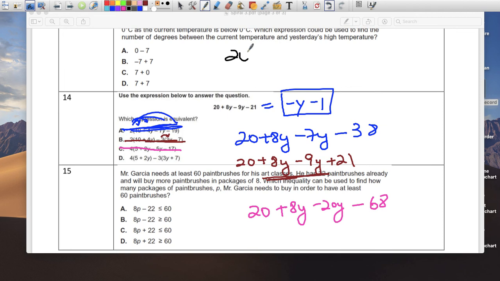4 times 5 is 20. 4 times 2y is 8y. And then negative 3 times positive 3y is negative 9y. And then negative 3 times 7 is negative 21. You can clearly tell that this will result in this. So we were right, because 20 and negative 21 is negative 1, and 8y minus 9y is negative y. So we're good.